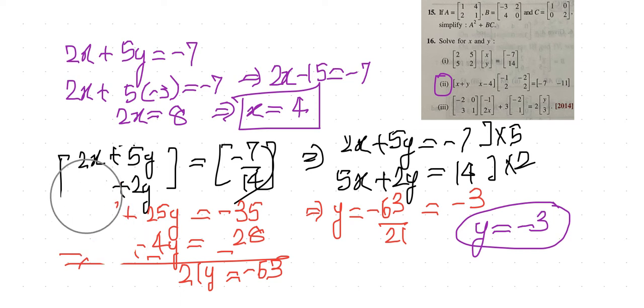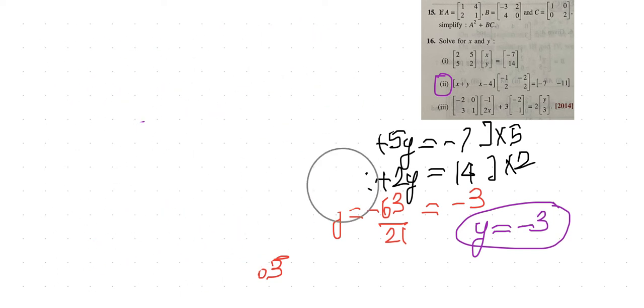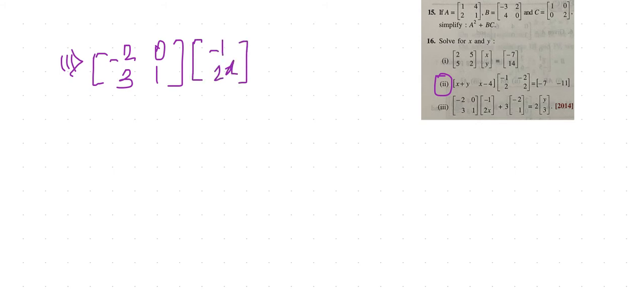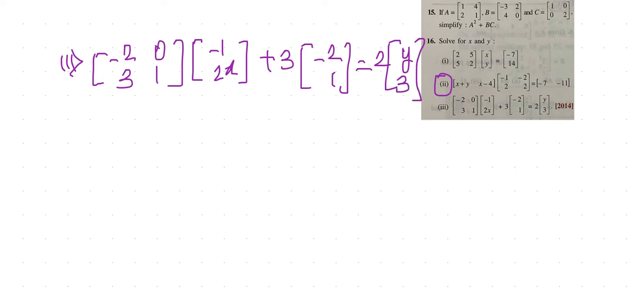We will be moving on to sub question 3, children. So in sub question 3 you have been given what? You have been given another matrix. See, this is minus 2, 3, 0, 1, minus 1 and 2x plus 3 times of minus 2, 1 is equal to 2y and 3. So here clearly, children, you can see that solving is an easy thing. The only thing is, you should be very sure with the symbols.